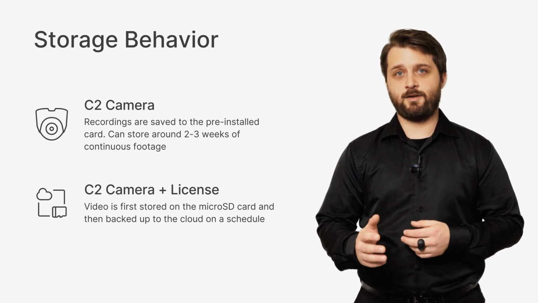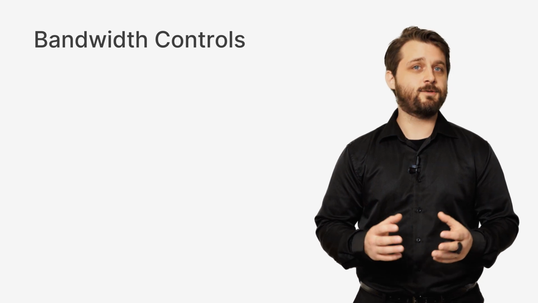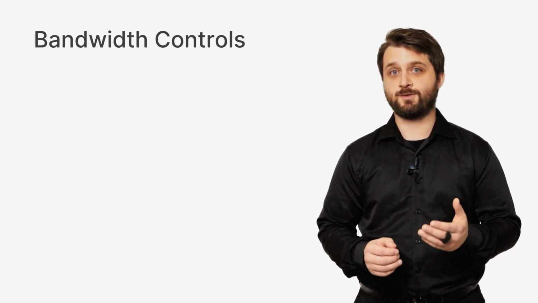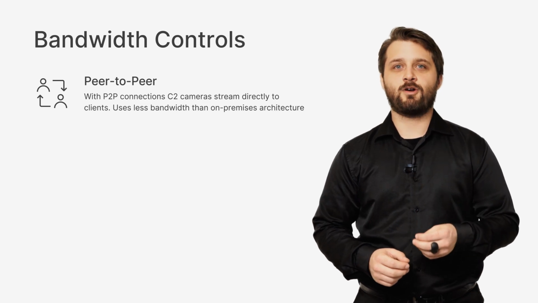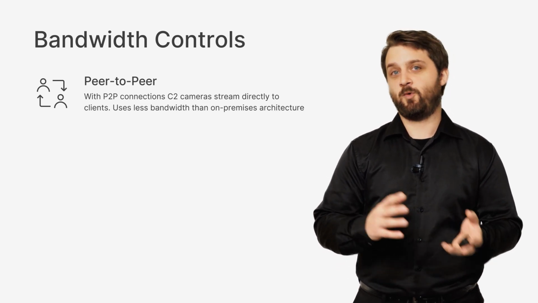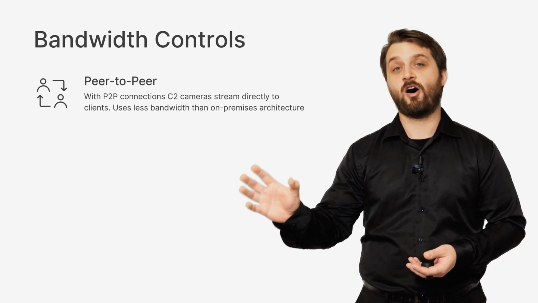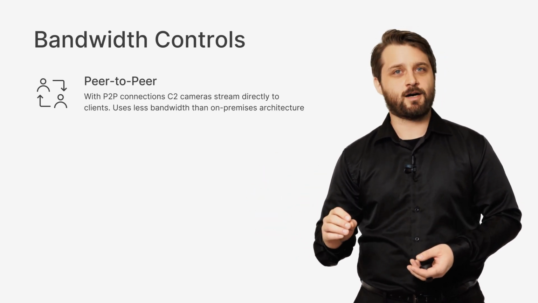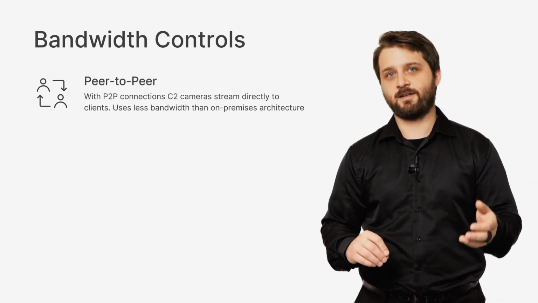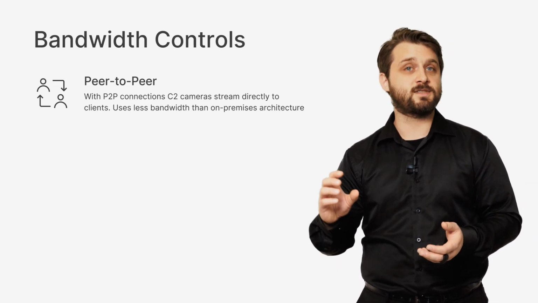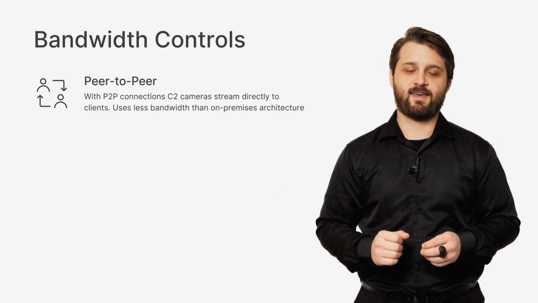Now, this brings up another hot topic in cloud-based video surveillance, and that is bandwidth controls. And C2 Surveillance Station has several different bandwidth controls you can take advantage of. First off is peer-to-peer connections. Let's say you're accessing your client from your normal local network, and you have several different C2 surveillance cameras on that local network. Instead of reaching out to C2 Surveillance Station and collecting your streams from there, you can create a peer-to-peer connection between your client and your local C2 cameras and actually stream directly from them, helping you to save bandwidth in that case.